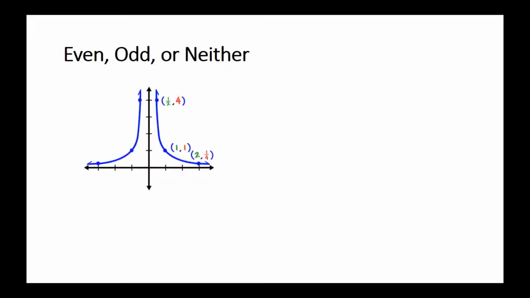Odd, even, or neither. Let's look at this graph of a function. Well, looking at a graph, we've been told that if it's symmetric with respect to the y-axis, then it is an even function. If it's symmetric with respect to the origin, it's an odd function. And if neither one of those occurs, then it's neither even nor odd. In this case, we can see that if we were to fold this graph over the y-axis, it looks the same on both sides. So it's symmetric with respect to the y-axis, thus it's an even function.